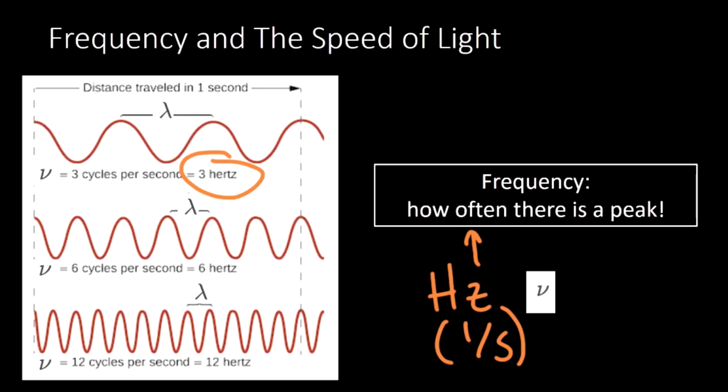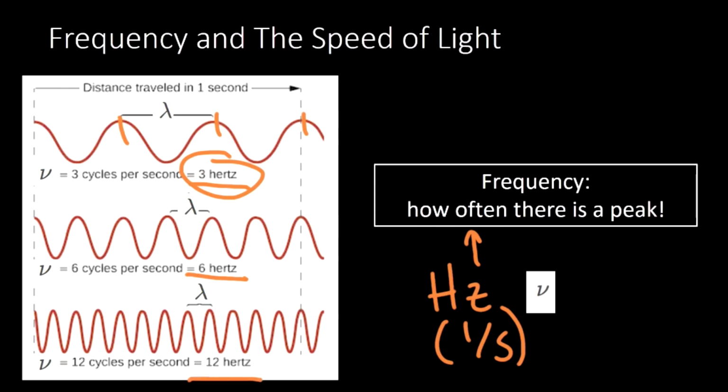Okay? And if we're talking about how many waves go by, I'm just going to count the peaks and tell you how many go by in a second. So in this top picture, if we have 1, 2, 3 peaks that go by in a second, we'll say it's 3 hertz. This next one is 6 hertz, and this last one is 12 hertz. So that's just a way we can refer to the frequency.